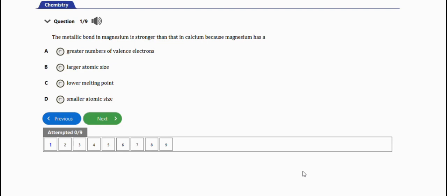The first question says, the metallic bond in magnesium is stronger than that in calcium because magnesium has: greater numbers of valence electrons, larger atomic size, lower melting point, smaller atomic size. So guys, the right answer to this question is that magnesium has smaller atomic size. So the right answer is option D. That's it for this question.